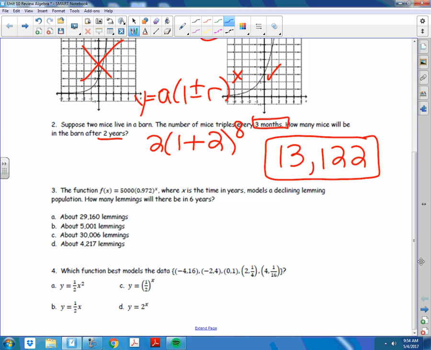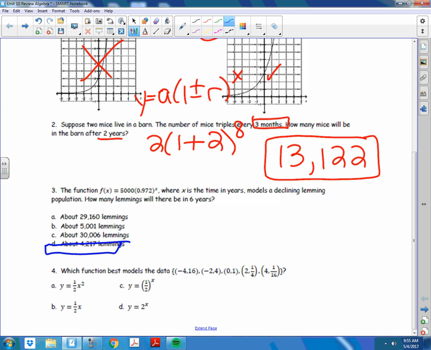So anyway, the function f of x equals 5,000 times 0.972 to the x power, where x is the time in years, models a declining lemming population. How many lemmings will there be in 6 years? At this point, all you have to do is what? Plug it in. So we end up with 5,000, parentheses, 0.972, caret 6, 4,216.65, or 4217 about. Good to go?